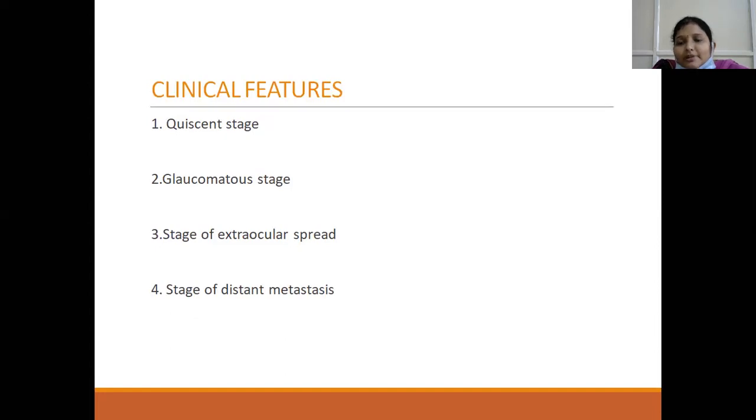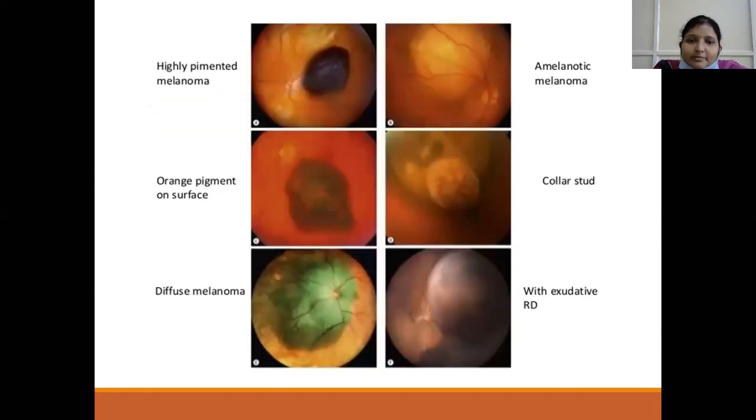Next, coming to stage of extraocular spread. Here the tumor breaks through the sclera. Most commonly it breaks at the limbus and manifests as a nodule exteriorly. Next stage is stage of distant metastasis. Blood-borne spread is most common and distant metastasis to the liver is the most common type.